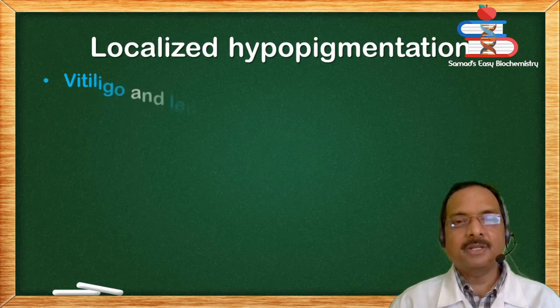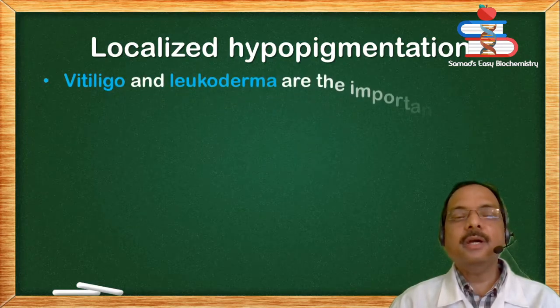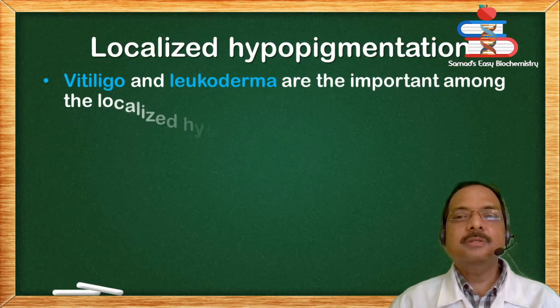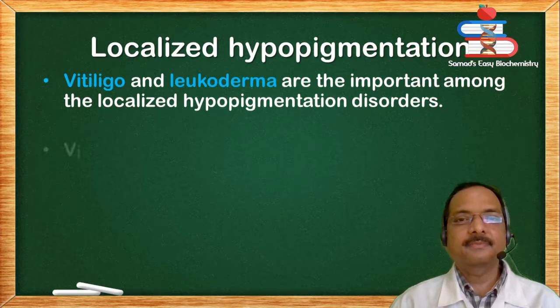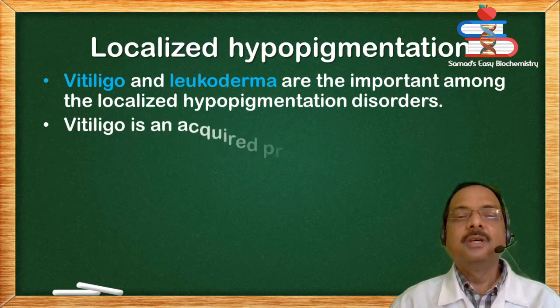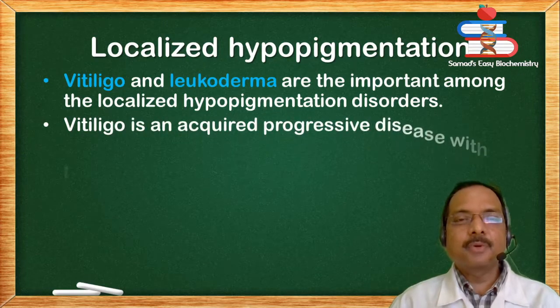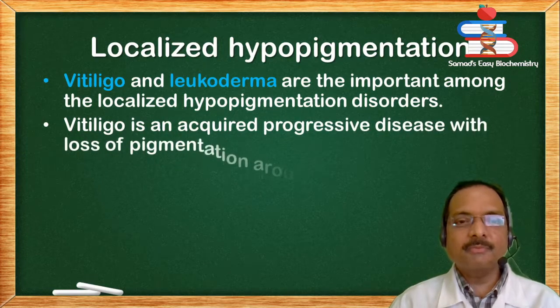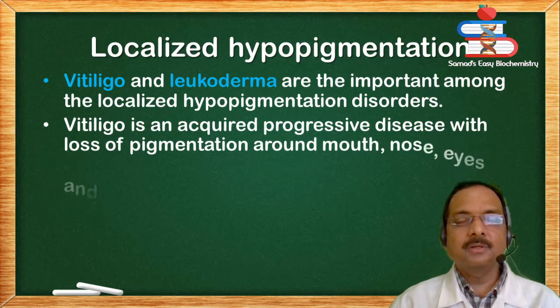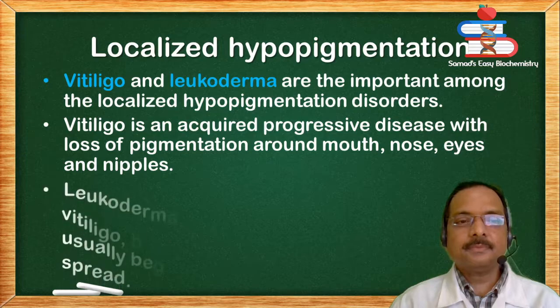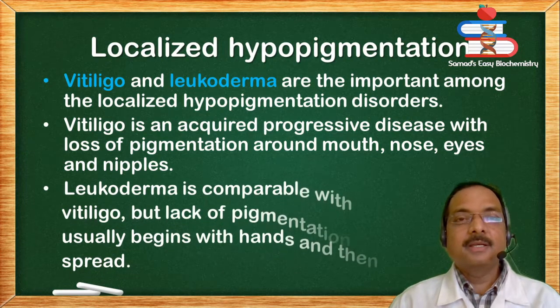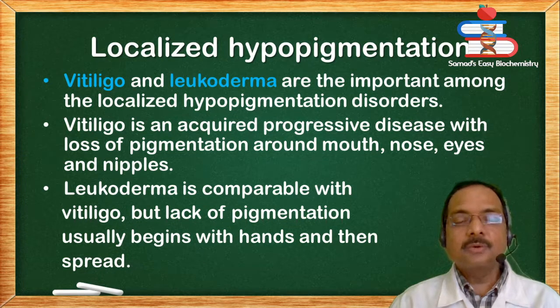Localized hypopigmentation. Vitiligo and leukoderma are the important among the localized hypopigmentation disorders. Vitiligo is an acquired progressive disease with loss of pigmentation around mouth, nose, eyes, and nipples. Leukoderma is comparable with vitiligo, but lack of pigmentation usually begins with hands and then spread.